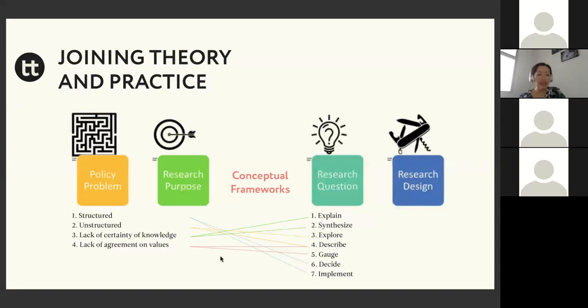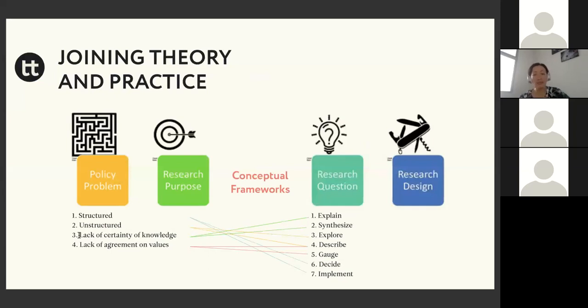So, for example, the knowledge that we use to explain or synthesize knowledge through formal hypotheses, through systematic reviews, those types of research are very useful when we have a lack of certainty of knowledge, right? Because they are really the strongest methods to really explain the causes of a phenomenon, right?